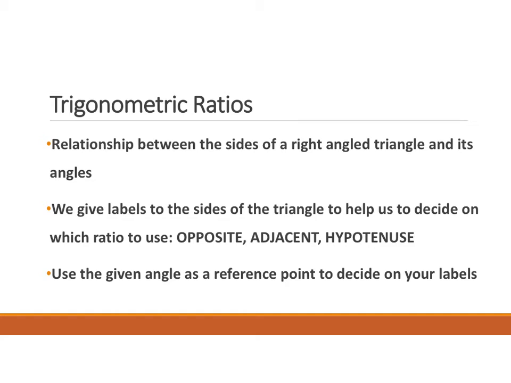Welcome to this video on using trigonometric ratios and also on labelling the sides of our triangle in order to determine which ratio or ratios can be used. So a trigonometric ratio is a relationship between the sides of a right-angled triangle and its angles. And as I just said, we give labels to the sides to help us decide on which ratio to use. And these labels are opposite, adjacent and hypotenuse. And we use the given angle or the unknown angle as a reference point to decide on these labels.